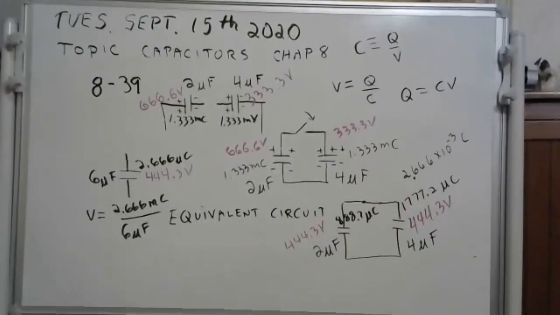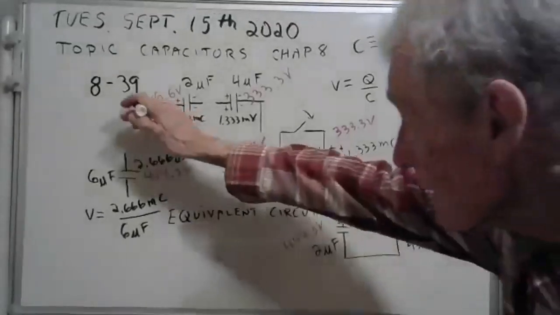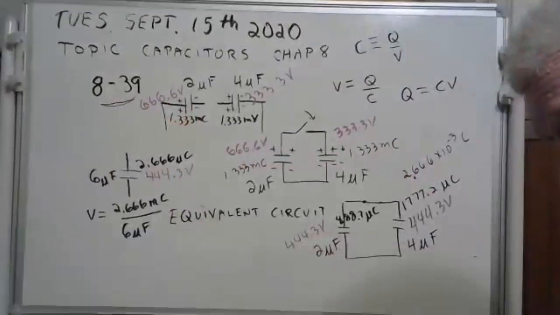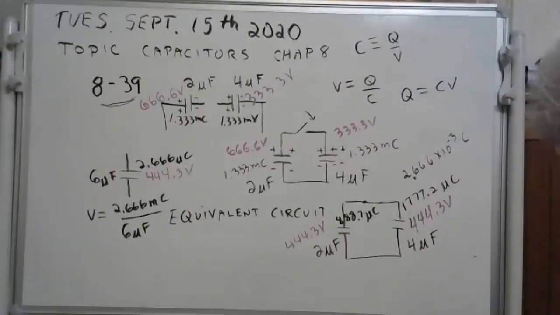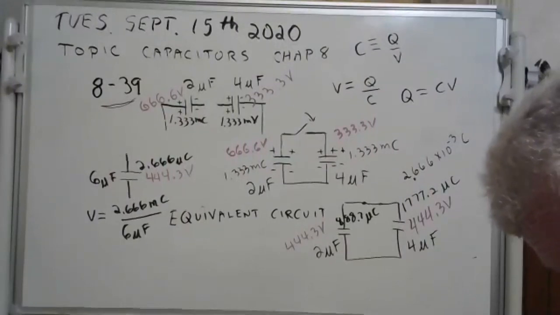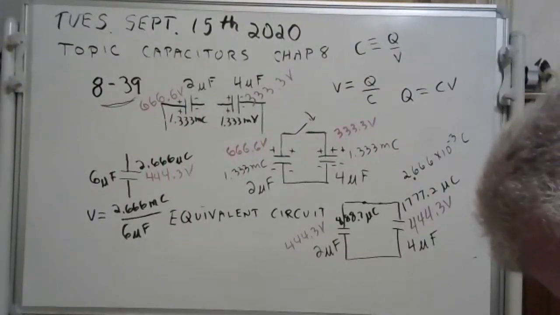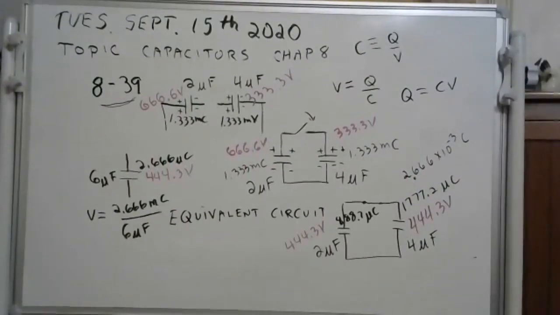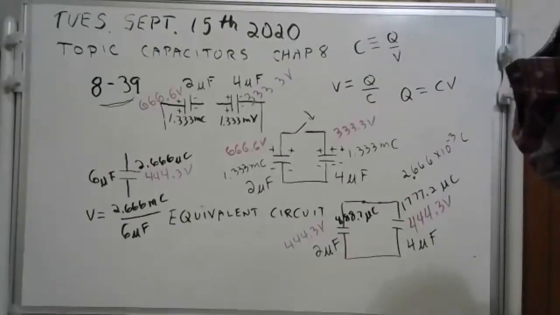Now let's look at the answers and see what the answer book says. Now this was problem 839, and it was kind of tricky. I thought it was. Let me see what the answer book says. Here we go. 839 says 0.89 millicoulombs. I don't see any 0.89 millicoulombs anyplace, do you?